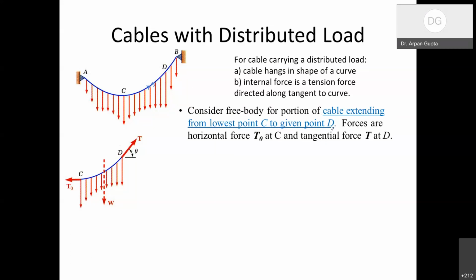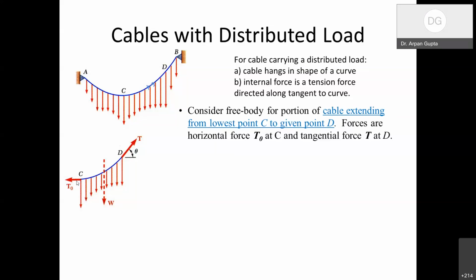This is a very important point, and that's why it is highlighted and underlined: for these kinds of problems, the diagrams have to be drawn with a cut section taken at the lowest point to any other point of interest. Once I draw this diagram, if I draw the force at point C, we know that since it's the lowest point, its tangent is horizontal. Therefore, the tension is going to act horizontally. So the direction of this tension here is like this.